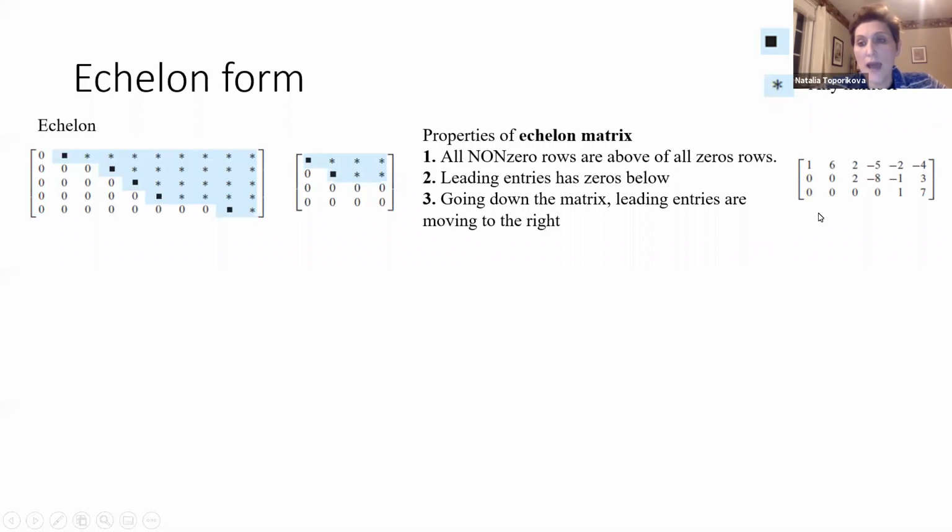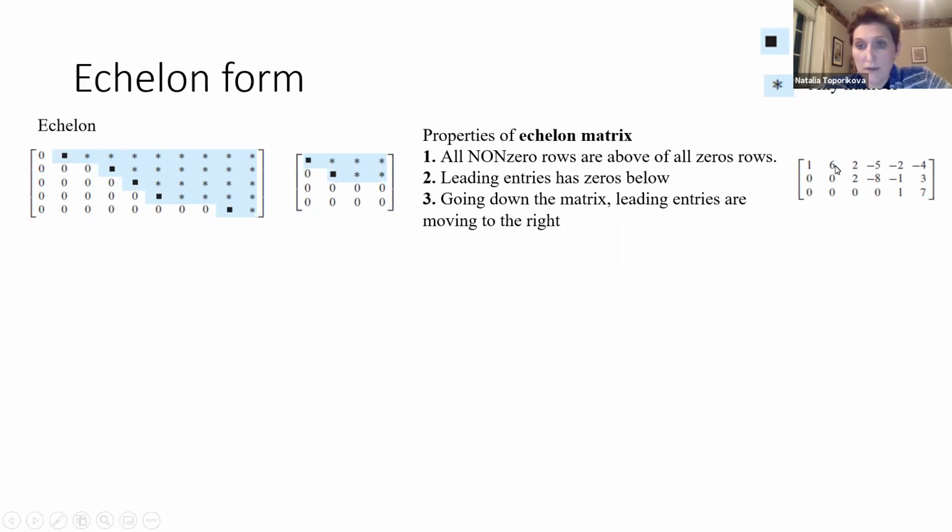So let's just look at an actual matrix. Here, for example, there is a matrix. Let's try to figure out if it's actually an echelon matrix or not by looking at our three properties. First, the first property: non-zero rows should be above zero rows. Okay, no zero rows here, so we can move to property number 2: leading entries have zeros below. So we need to find leading entries. In the first row, this is pretty nice. We have the leftmost element 1 and the zeros below, so it seems to be working here.